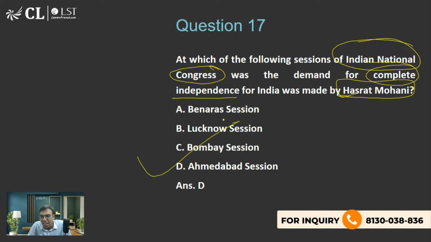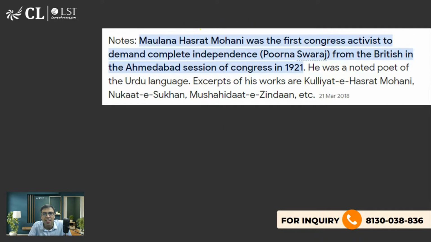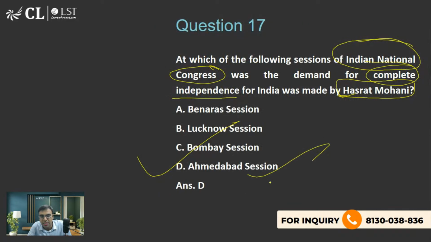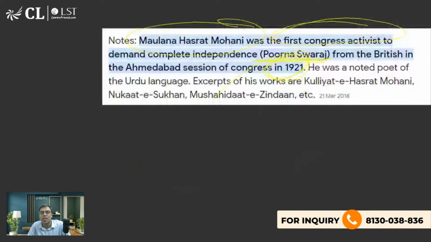The right answer is option D, Ahmedabad session. Yes, Harsh Sharma, right. Maulana Azad Mohani was the first Congress activist to demand complete independence, full Swaraj, in 1921. That is what you should know. So D is the right answer. He had raised this in the Ahmedabad session of 1921.